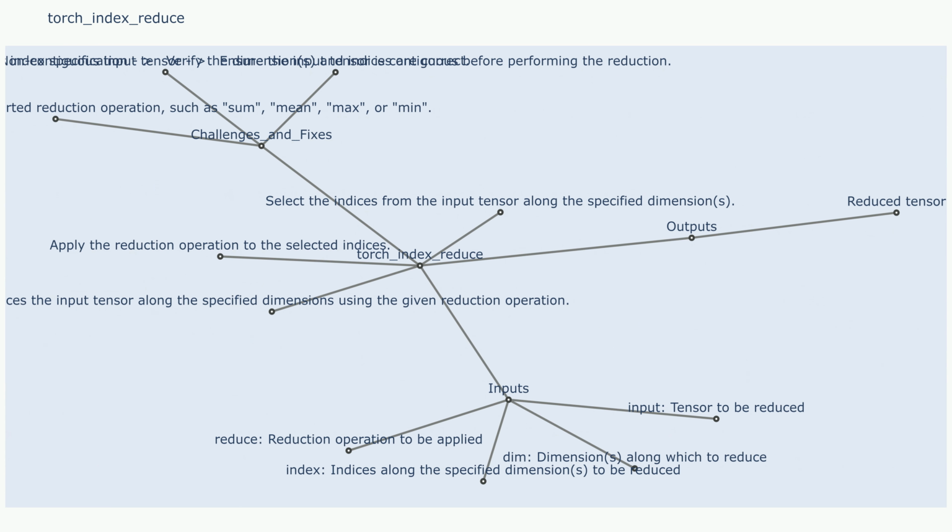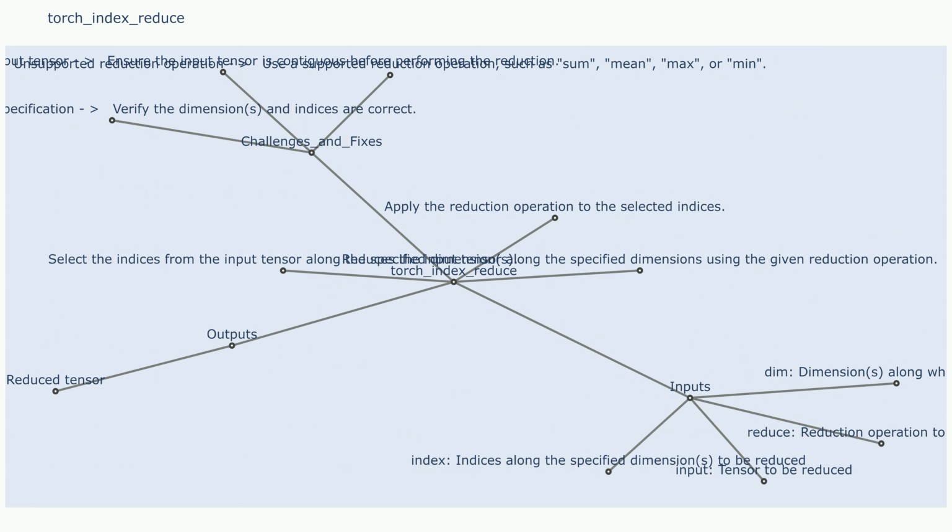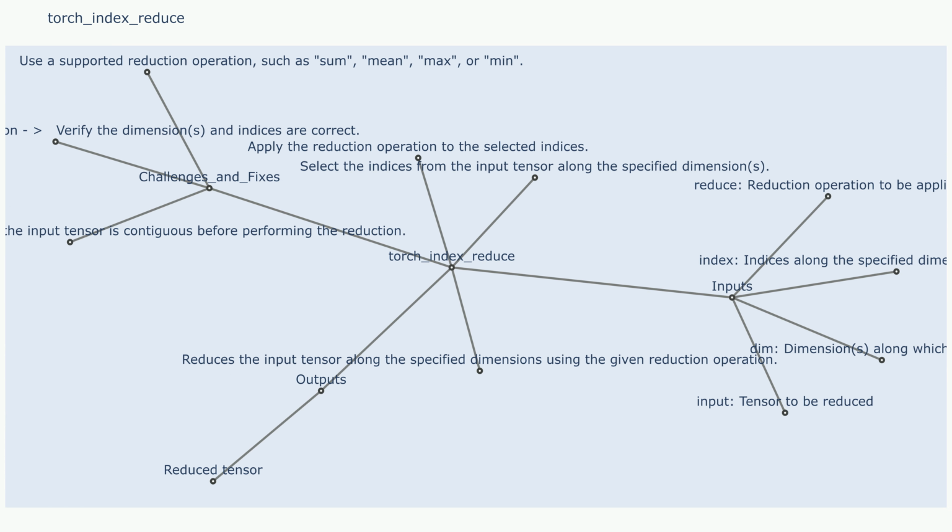The shape of the output tensor is the same as the shape of the input tensor except for the dimension along which the reduction is performed. Steps: the torch index reduce function first selects elements from the input tensor based on the specified indices. The selected elements are then reduced according to the specified reduce operation. Challenges and fixes. Challenge 1: incorrect indices.